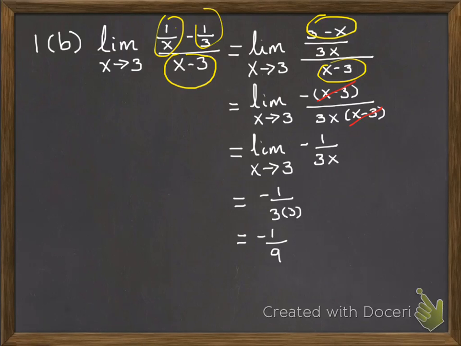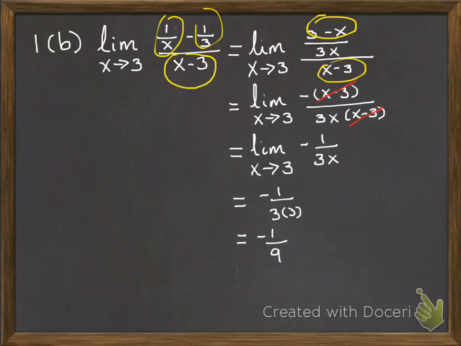So therefore, you get negative 1 over 3x at this point. So we can plug in. So as a result, we get negative 1 over 9. So this is one way to do this problem.